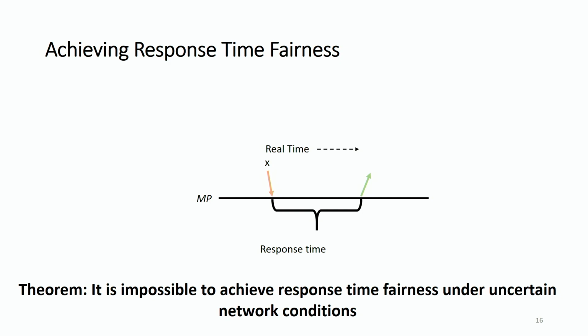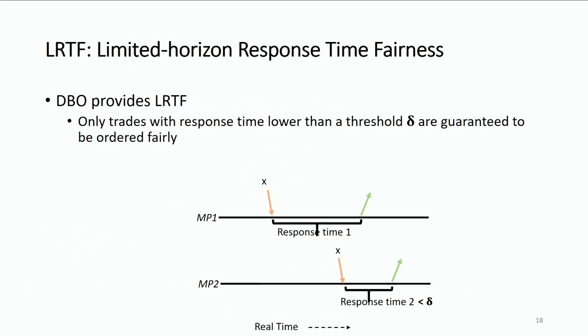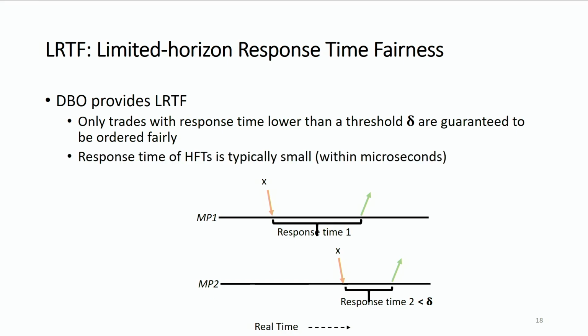It turns out that it's also impossible to achieve response time fairness in network environments with unbounded latency. This theorem is a consequence of the fact that the trigger point of a trade is unknown and the classical two generals problem. What DBO guarantees is a slightly weaker version of fairness called limited horizon response time fairness, or LRTF. As per LRTF, only trades with response time lower than a certain threshold are ordered fairly according to the response times. LRTF is still a useful guarantee, as most high-frequency traders typically respond very fast, within microseconds.